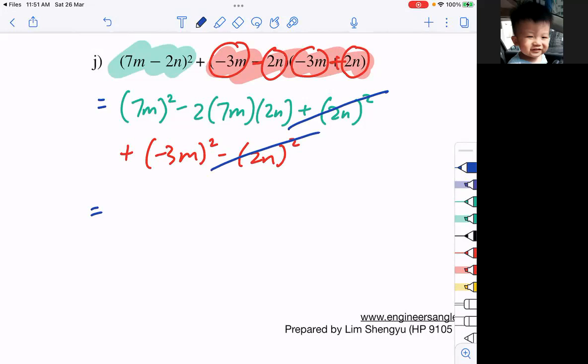Plus 2n squared minus 2n squared. Right? Means you minus the same guy as you plus. It's like I give you $8 and take away $8. It's nothing. Right? Then the rest I still gotta work it out manually. 7m whole thing square is, somebody tell me, very easy. 7m whole thing square.